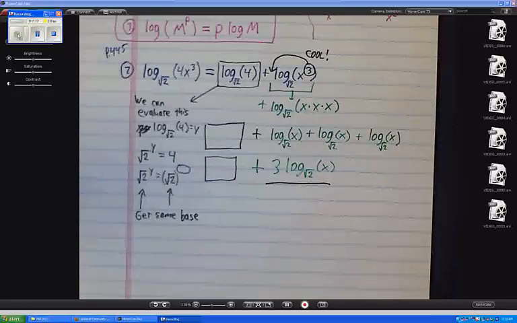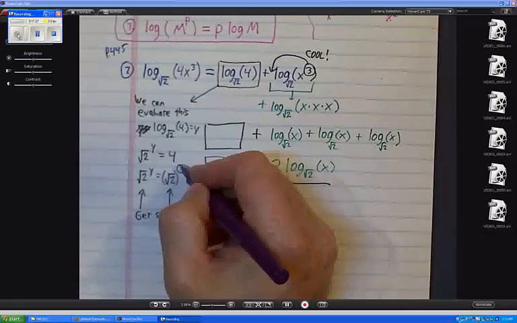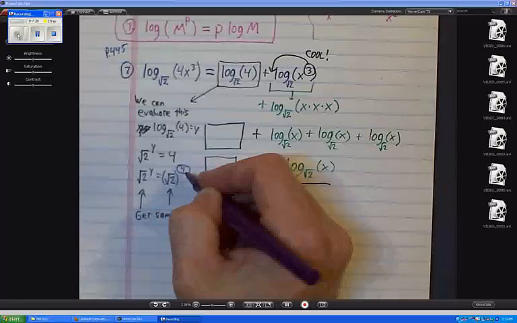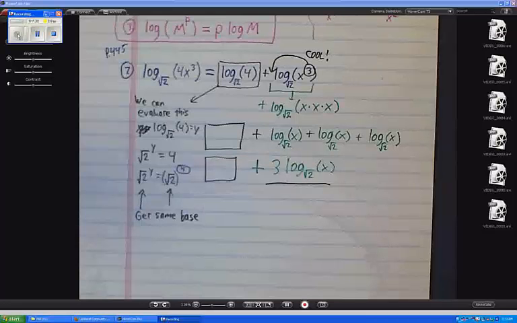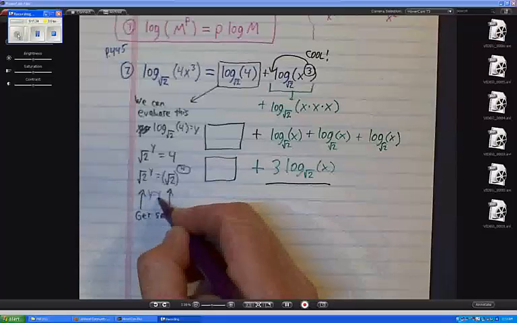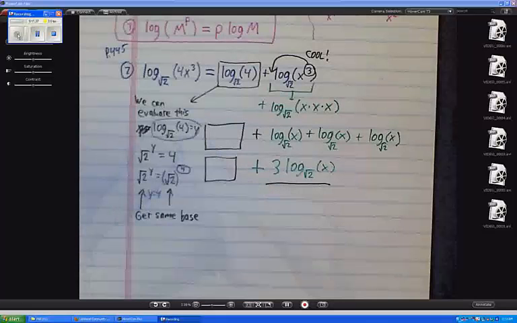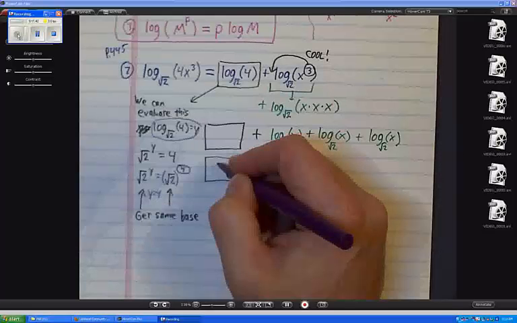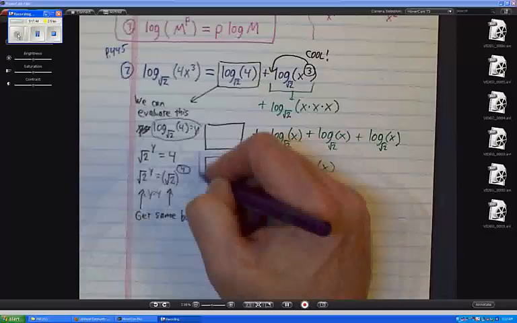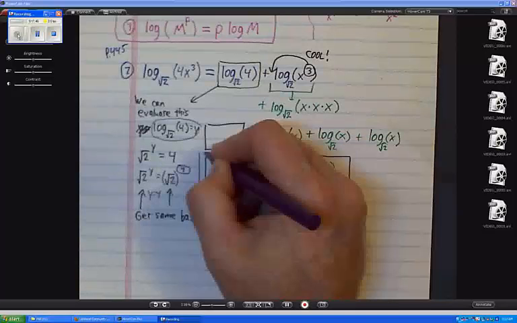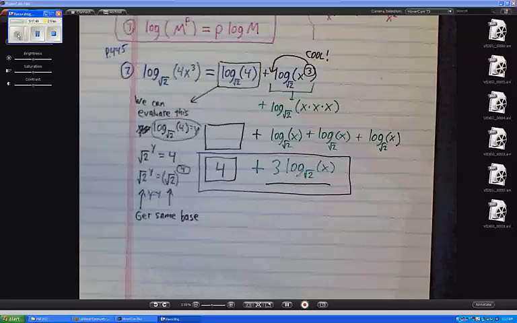I like the reasoning I'm hearing. What happens if you square the square root of 2, you get 2. But we're trying to get 4, so we'd need another of those. So if I raise it to the 4th power, it works, right? So this y is 4. But remember, y was this thing in the box I'm trying to evaluate. And so it's just 4. So the final answer to problem 7, if you check the answer key, should be this. 4 plus 3 log of x, where the base is square root of 2. Pretty nice.